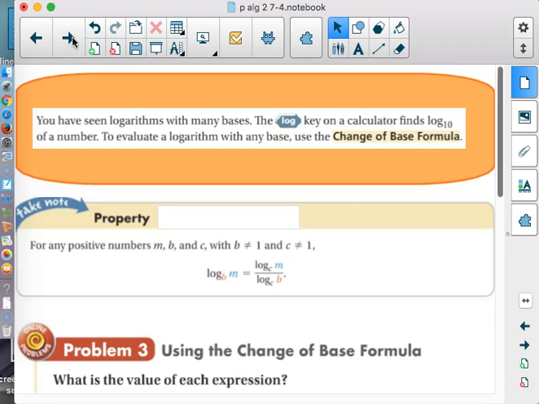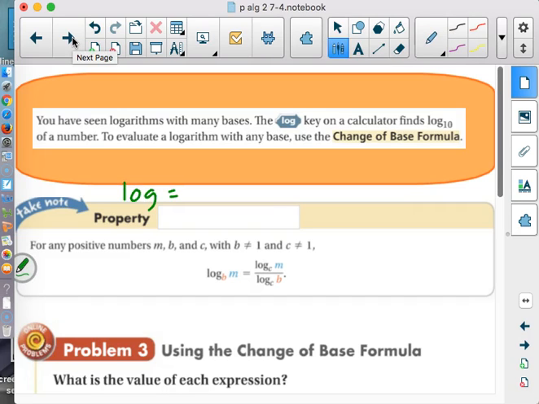So let's go ahead and talk about the change of base formula. We have seen logarithms with many bases, not just the two that are on our calculator. There are only two on our calculator: log, which we know is logarithm base 10, and ln, which is actually supposed to be a lowercase l and a lowercase n, but on your calculator it's a capital L and a capital N, because it looked like the word in, so they changed it to capitals. That is logarithm base e.